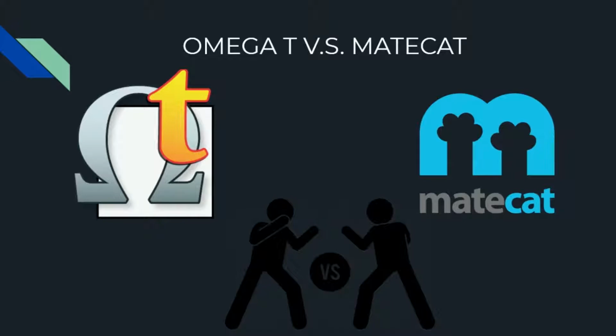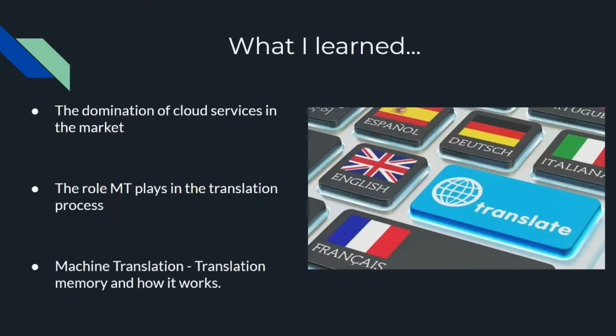one of them being Omega T, which was first created in the year 2000, and a newer one called MateCat, which was created in 2019. So we're going to have a little bit of a showdown between these two CAT tools, and I'm just going to talk a little bit about what I learned by comparing these two CAT tools. I learned three main points, or these are three of the main points I wanted to talk about.